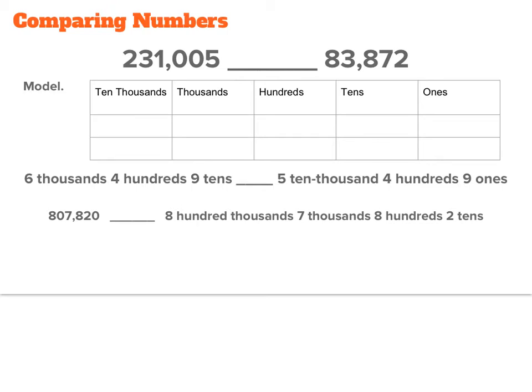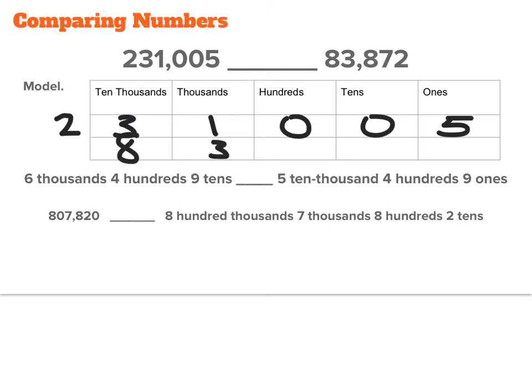231,000. So I'll put my 2 there. 3, 1, 0, 0, 5. 8, 3, 8, 7, 2. So I've used my place value chart to model the two numbers.